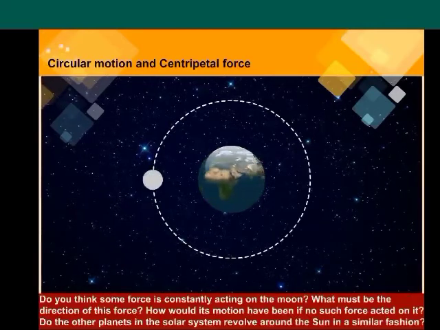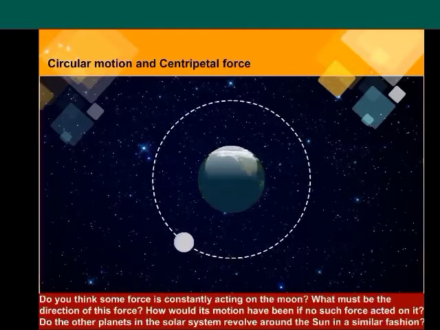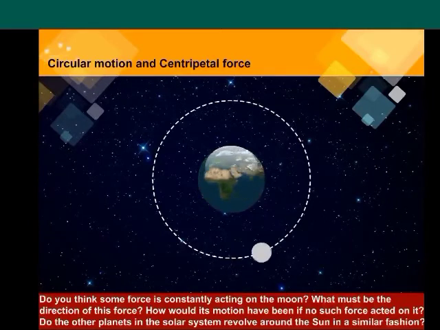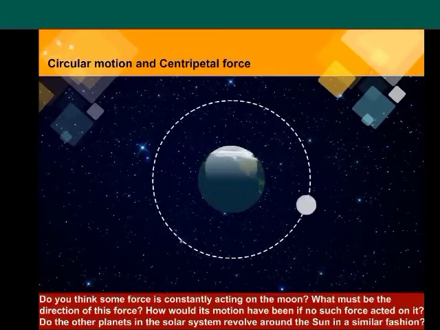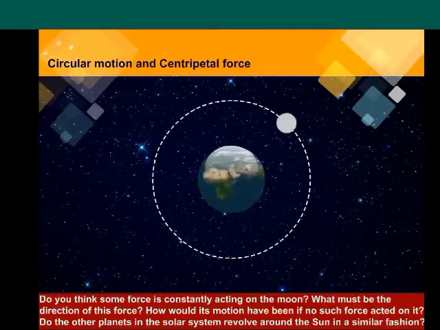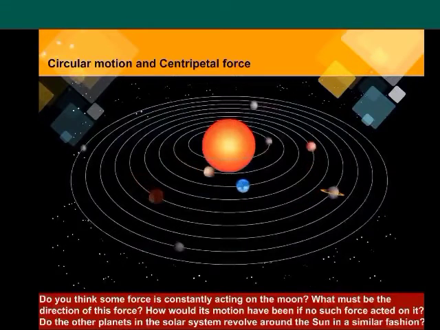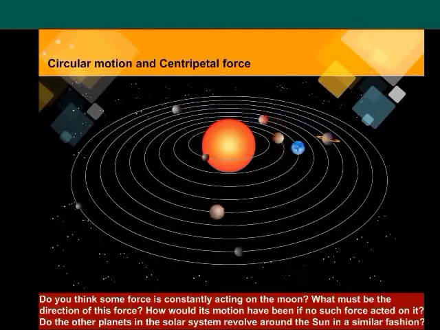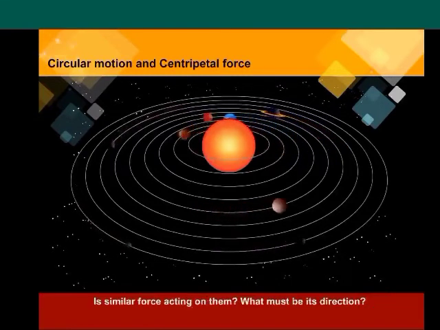During this motion, do you think some force is constantly acting on the moon? What must be the direction of this force? How would its motion have been if no such force acted on it? Do the other planets in the solar system revolve around the Sun in a similar fashion? Is a similar force acting on them? What must be its direction?